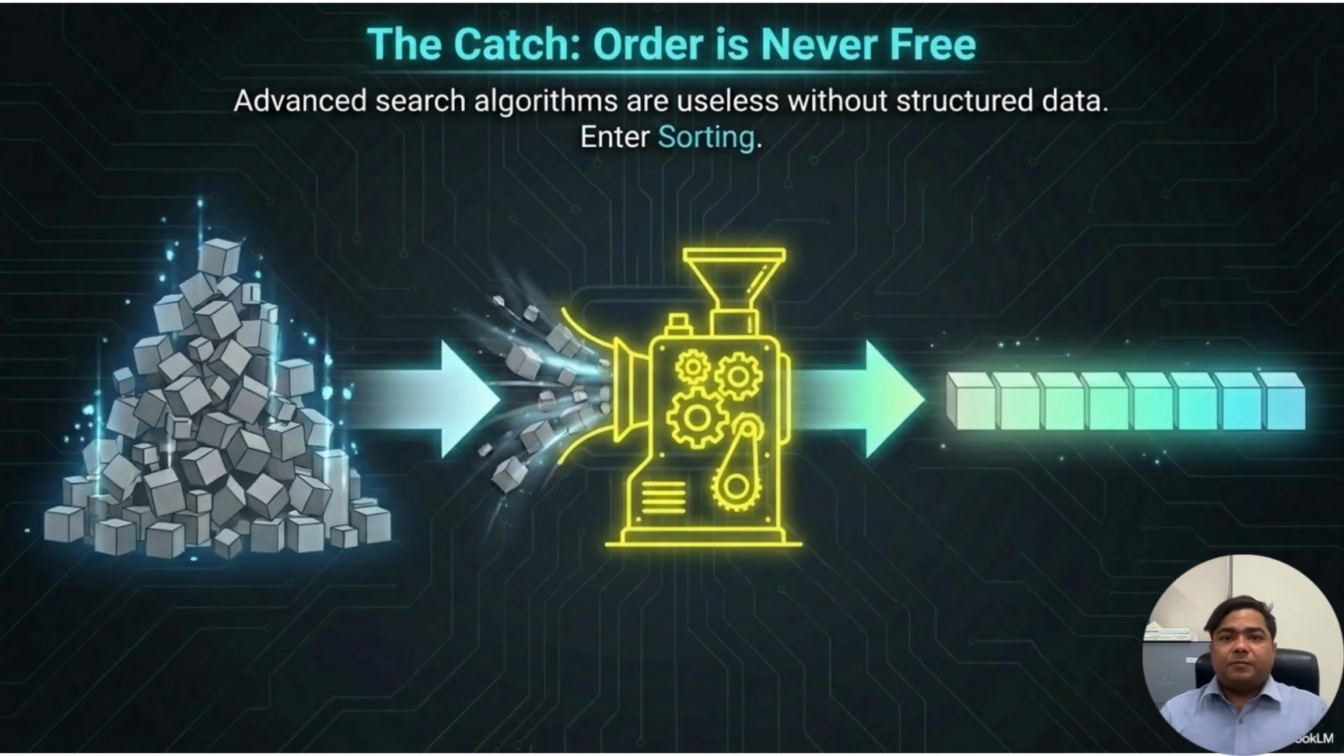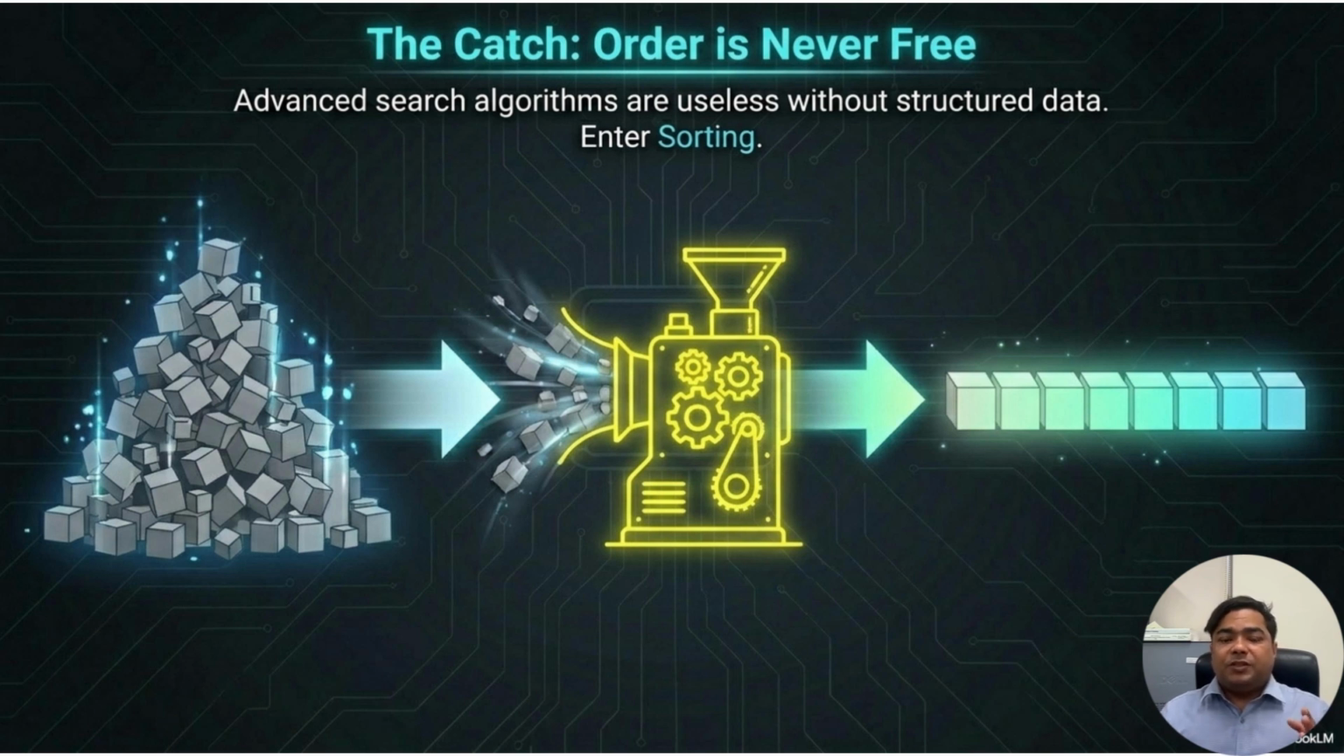This slide is very important because it connects searching with sorting. Until now, we have seen that binary search and interpolation search are much faster than linear search. But both of them have one important condition: the data must be sorted. This slide says order is never free. That means structured data does not appear automatically. We have to create that structure, and the process of creating that structure is called sorting.